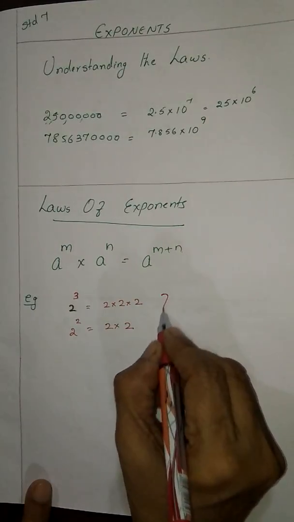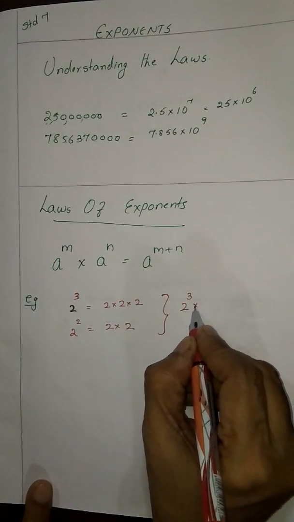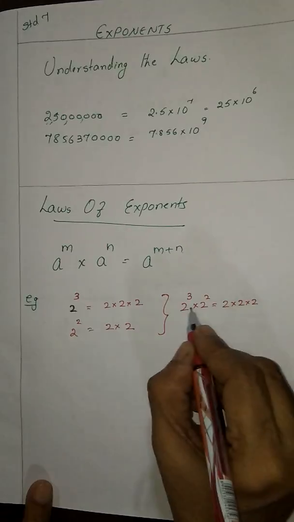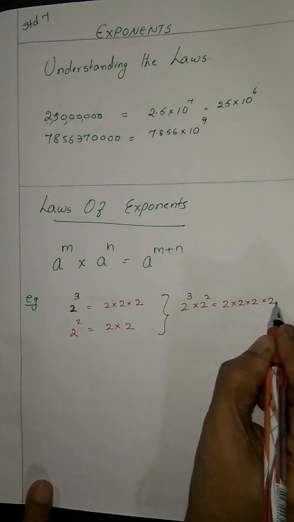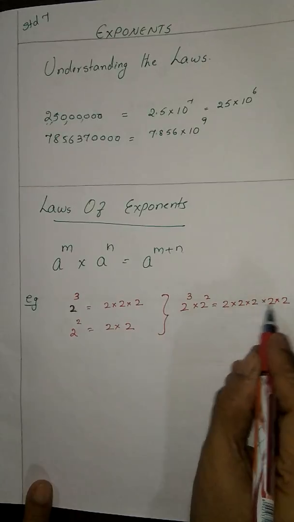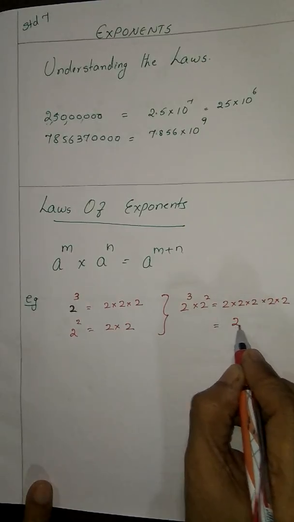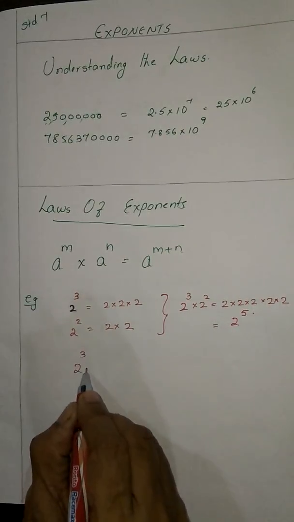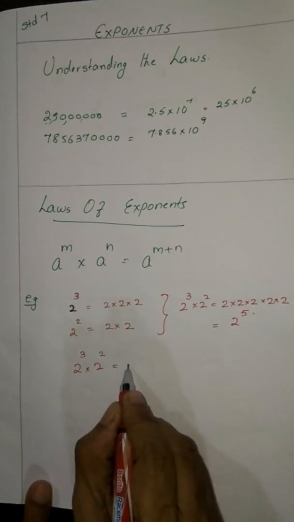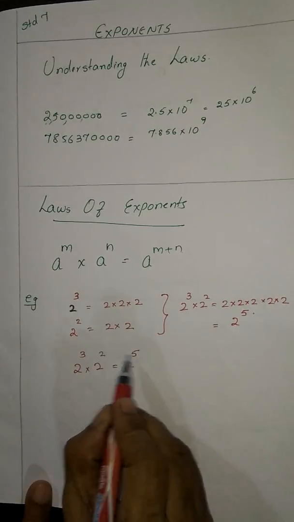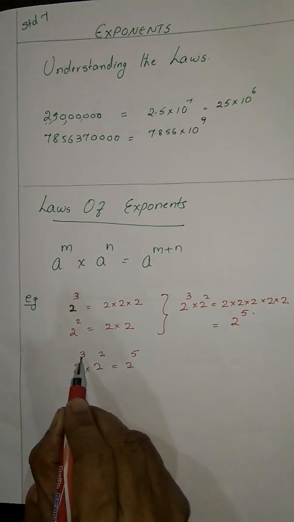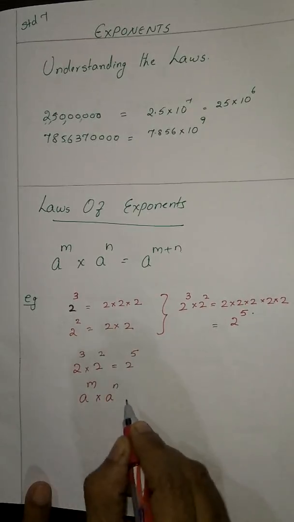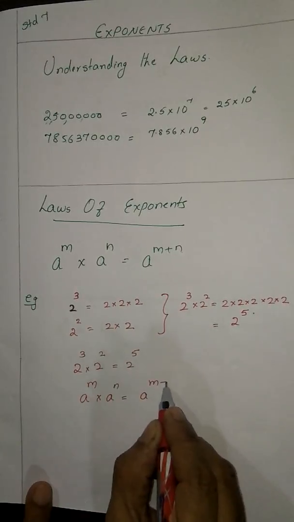Now if I multiply 2 cube into 2 squared, I can write this as 2 into 2 into 2 into 2 into 2. So how many times are there? It is 5 times. So we can write this as 2 to the power of 5. So 2 to the power of 3 into 2 to the power of 2 is equal to 2 to the power of 5. So how did you get 5? You can add the powers. So that is how a to the power of m into a to the power of n is equal to a to the power of m plus n.